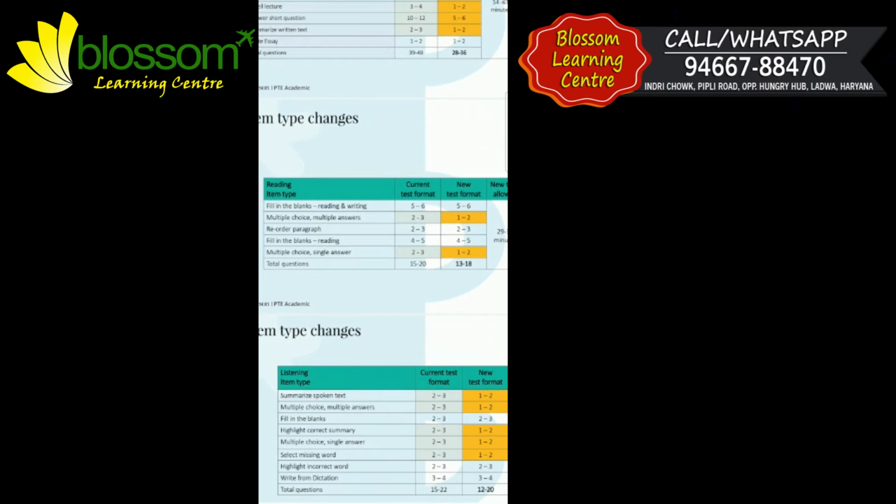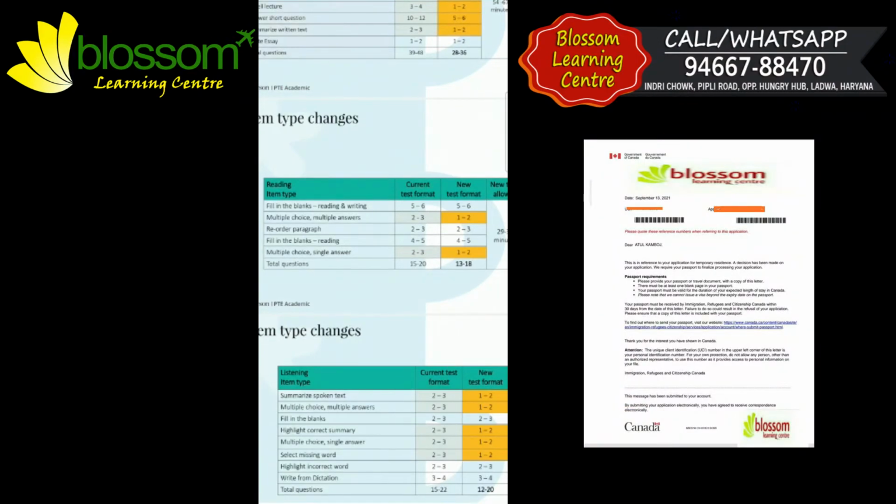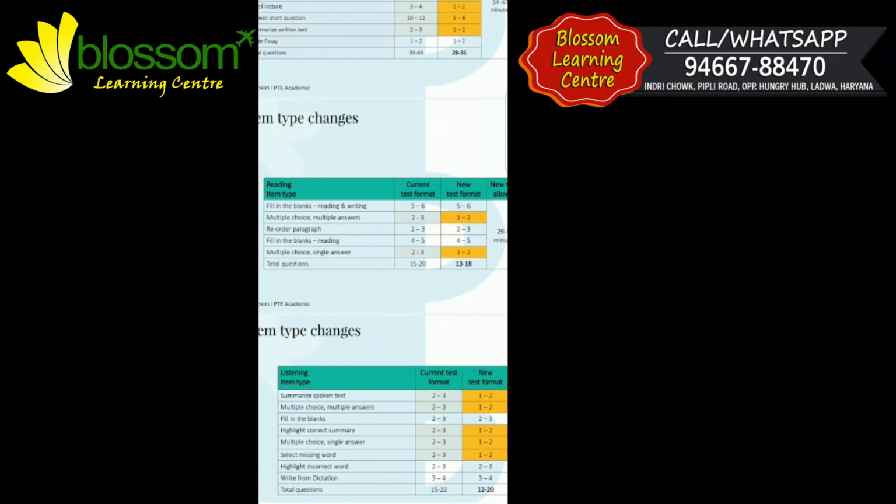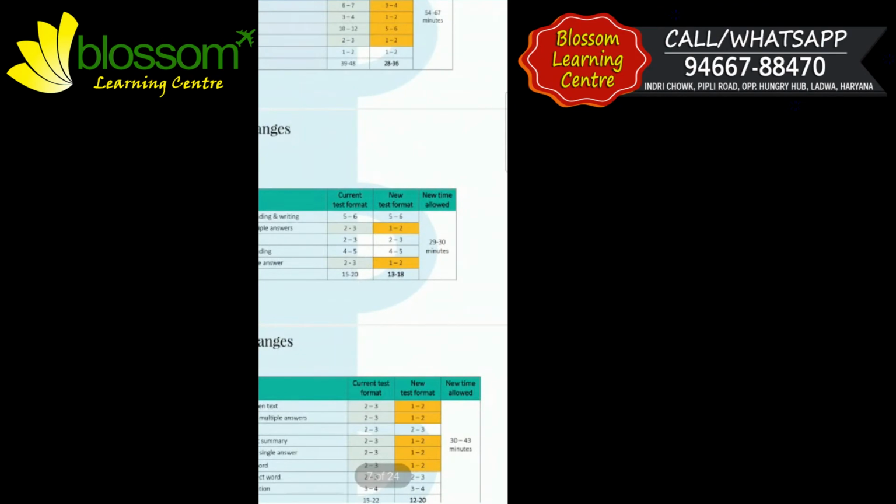Reorder no changes. Fill in the blanks with reading no changes, that is 4 to 5, and that will be 4 to 5. Multiple choice single answer, once again that is reduced 50%. अभी 2 से 3 आते हैं तो फ्यूचर में आपको 1 to 2 मिलने वाले हैं. टोटल नंबर ऑफ क्वेश्चन 15 to 20 से घटकर 13 to 18 होने वाले हैं. On the other hand, the new time allowed, that is 29 to 30 minutes, you can see in the future.